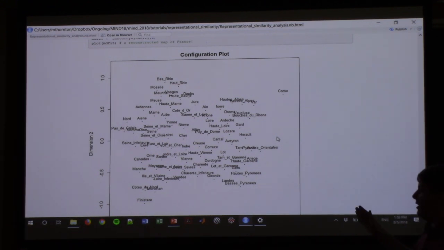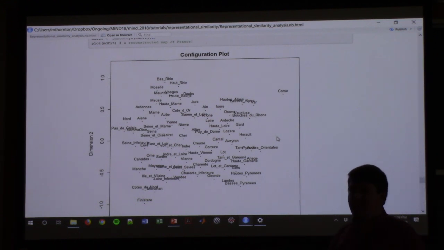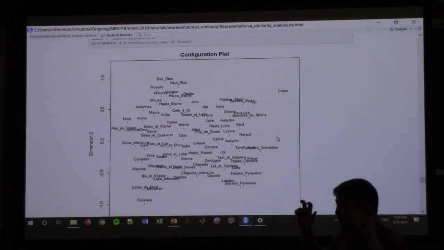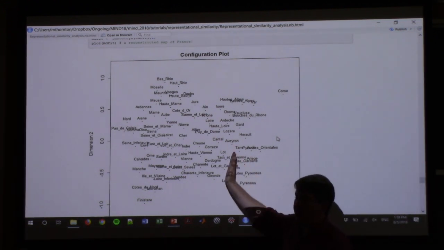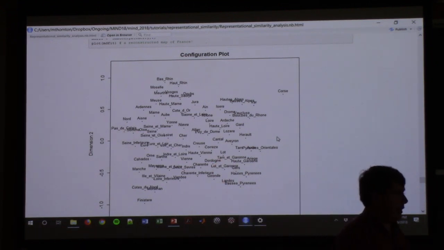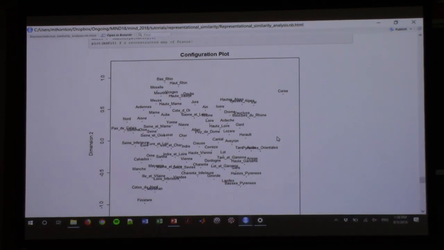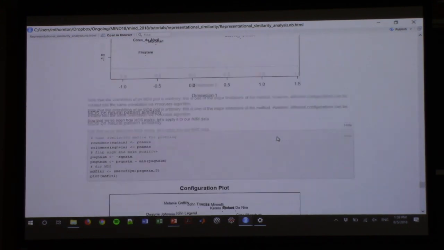So you can't necessarily take the axes of the MDS as being inherently meaningful. The meaningful axes, like north and south, might be at some angle with respect to the actual configuration plot. But this is really useful for being able to project this information down into 2D space. Things like hypertools, which Jeremy was talking about, have MDS as one of the ways of visualizing the data dynamically.